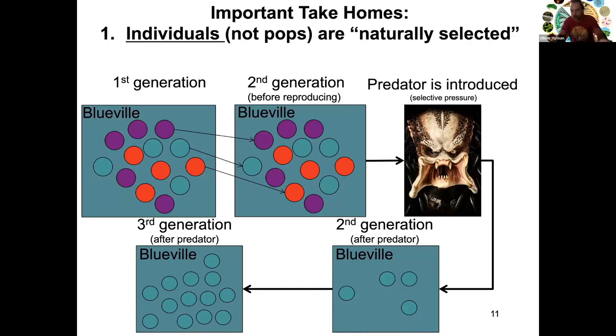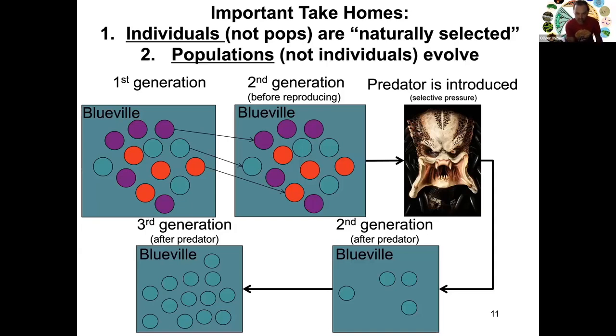Okay, so a couple important take-homes from this sort of natural selection scenario where we've selected for blue individuals in the population. Number one, individuals, not populations, are naturally selected, okay? So you don't have selection. The predator is not selecting at the level of the population. The predator is selecting individuals. It's eating purple individuals. It's eating red individuals. So natural selection is occurring to individuals.